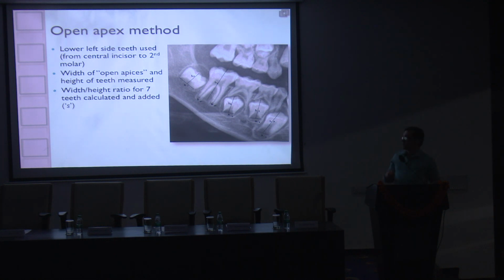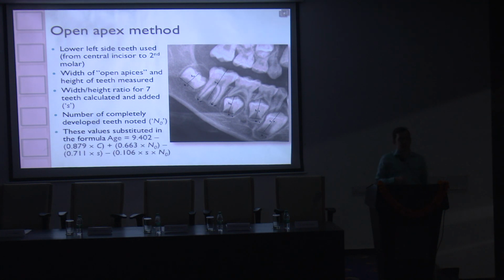Now what if some of the teeth are fully developed? Sometimes the first molar may be completely developed. So if it's completely developed, you just count how many teeth are fully developed. That's called N naught. Now finally, they've actually, along with an Indian researcher, developed an Indian formula for age estimation. And what we finally need to do is add these ratios right here, put in the number of completely developed teeth here, N naught.